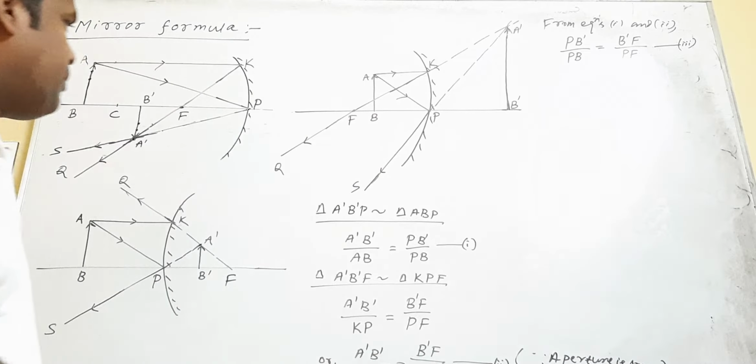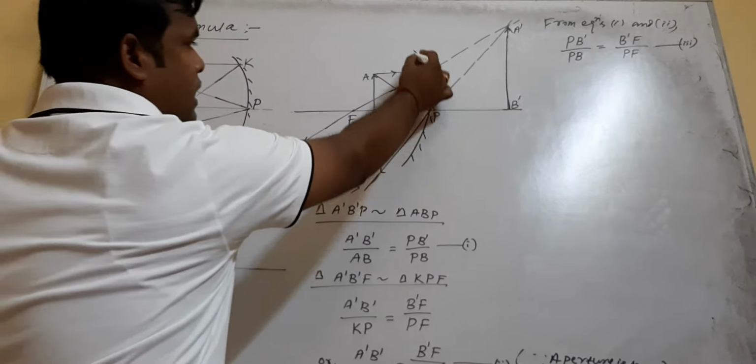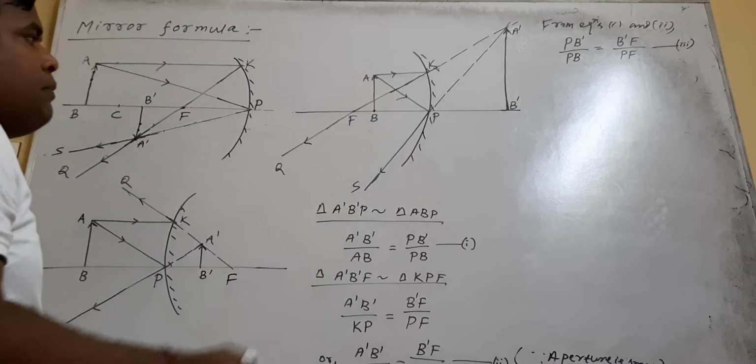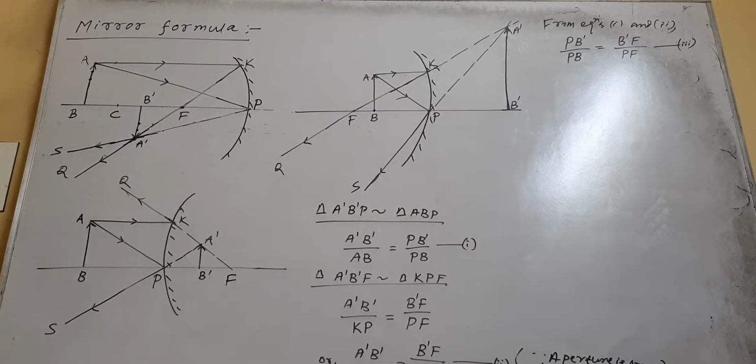So now come to this figure. You see it is the concave mirror. Here I have placed the object between pole and focus, and you know, for a concave mirror, when the object is placed between pole and focus, then the image is a virtual image.